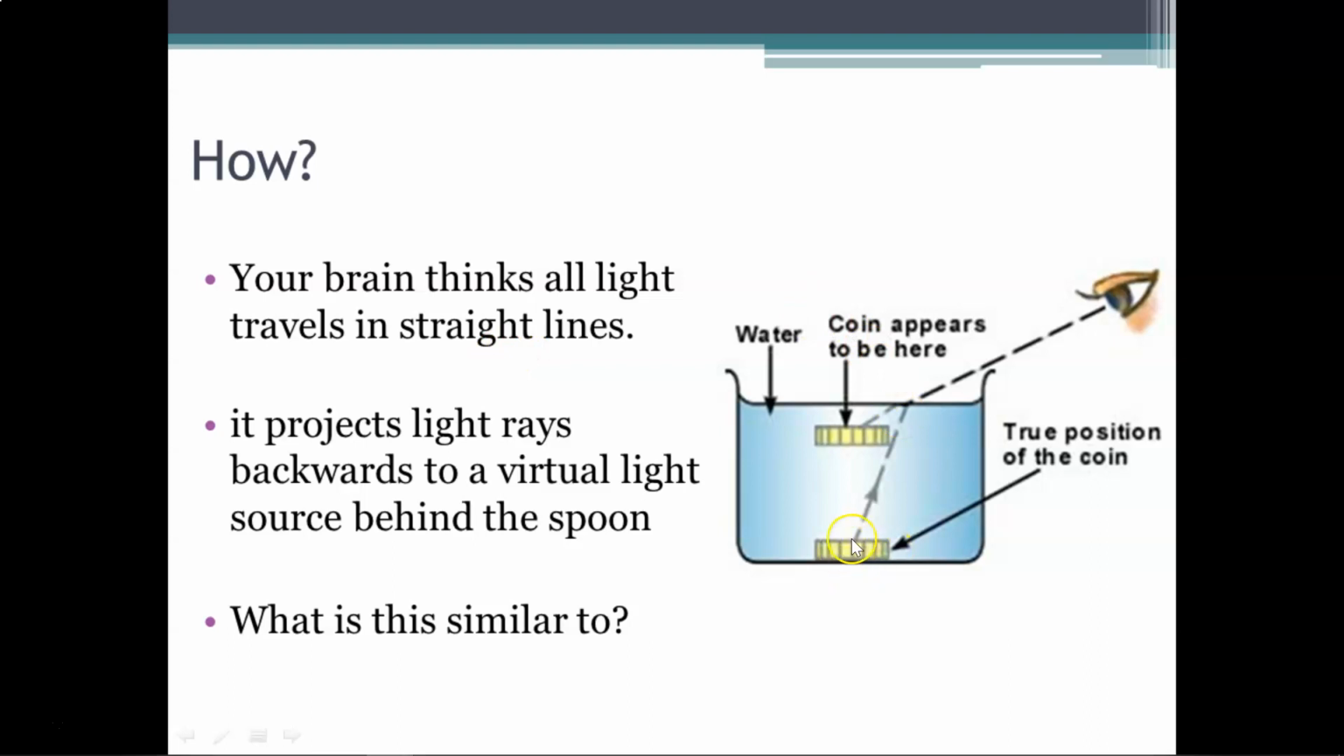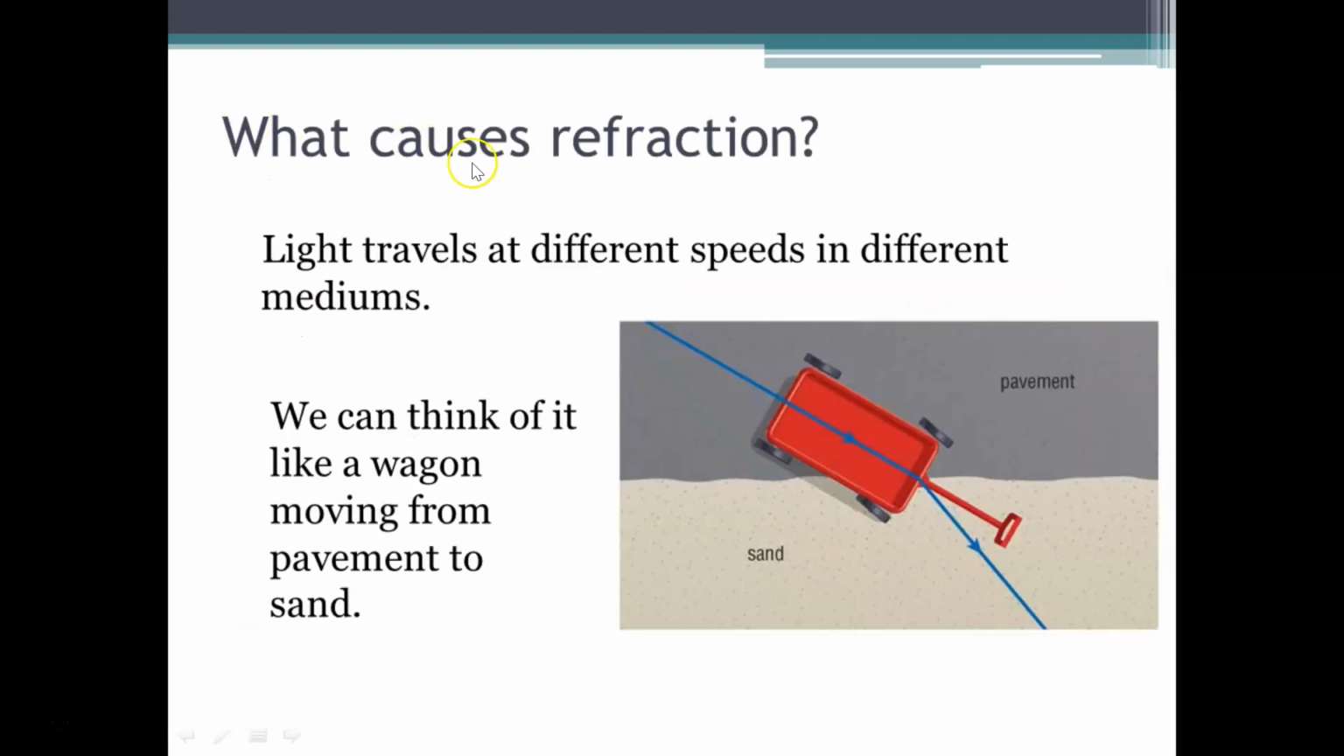So as the light from the coin leaves the water and enters into the air, it refracts, changing its direction until we see it with our eyes. Our brain, thinking that light only moves in a straight line, backtracks it and predicts the coin's location to be somewhere here, when really it's down here. So what causes refraction? Well, light travels at different speeds in different mediums.